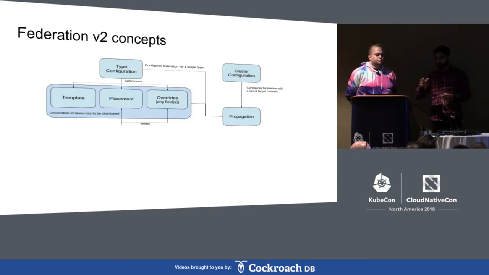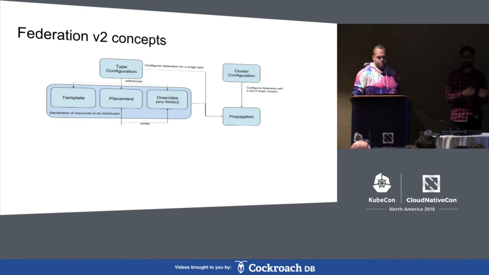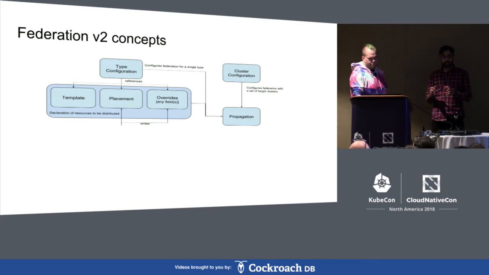Then the other 3 are the type configuration and propagation. That is the inbuilt, or core, type definition provided inside the federation control plane, which specifies the association between the target type and the type definitions that I specified as template, placement, and override. And then there is cluster configuration. That is also one of the core resources within the federation control plane.